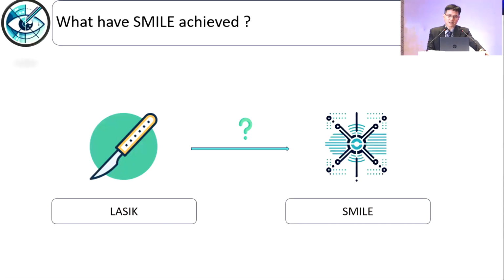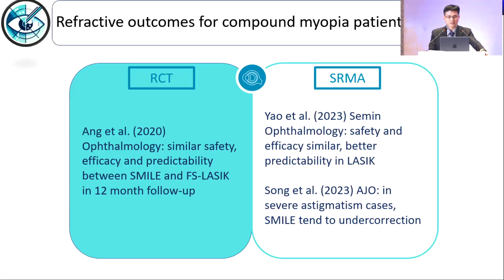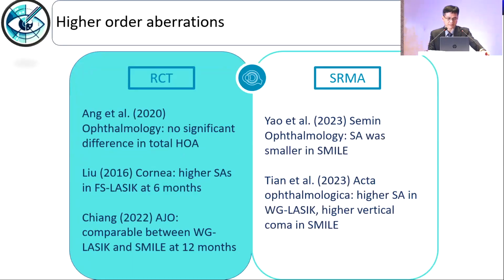But what has SMILE achieved? According to accumulated evidence, our moderator Marcus also published a paper in Ophthalmology. There's similar safety, efficacy, and predictability between these two procedures at 1 month and 1 year follow-up. However, some studies indicate a better predictability of the LASIK procedure, and in some cases of high astigmatism, SMILE tends to be undercorrected.